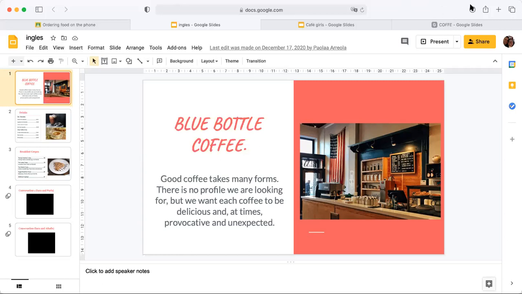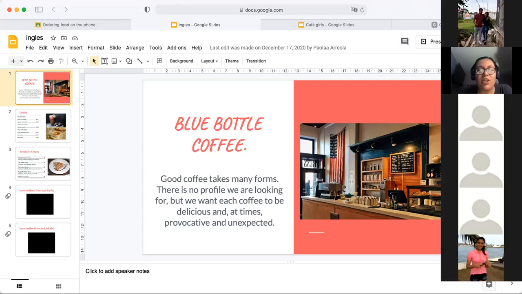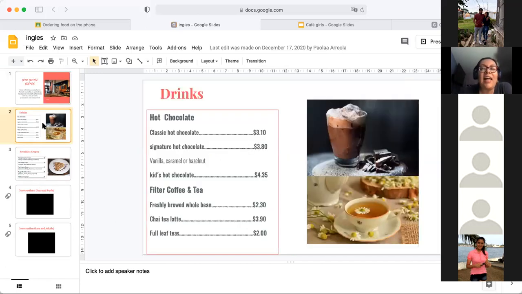Give me a sec. Oh my God, I don't know what's going on with my computer today. Okay, anyways, so here we go. We have the first one and it's called Blue Bottle Coffee, all right? Blue Bottle Coffee, and good coffee takes many forms. There is no profile we are looking for, but we want each coffee to be delicious and at times provocative and unexpected. So this is like kind of gourmet, I'm guessing. And this is the menu, okay? They had hot drinks, they also had coffee and tea. All right, so those were the drinks.